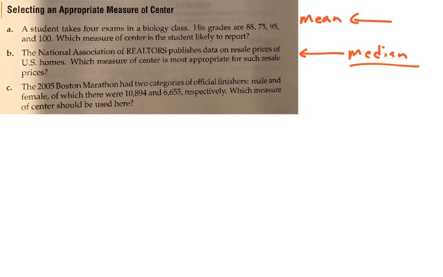And C, the 2005 Boston Marathon had 2 categories of official finishers, male and female, of which there were 10,894 and 6,655 respectively. Which measure of central tendency should be used here? So I would use frequency here, or the mode, okay, to categorize male and female winners, finishers.